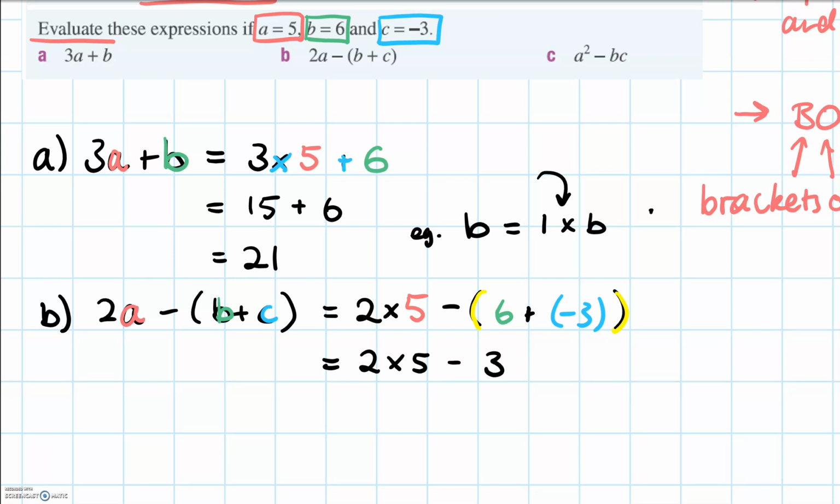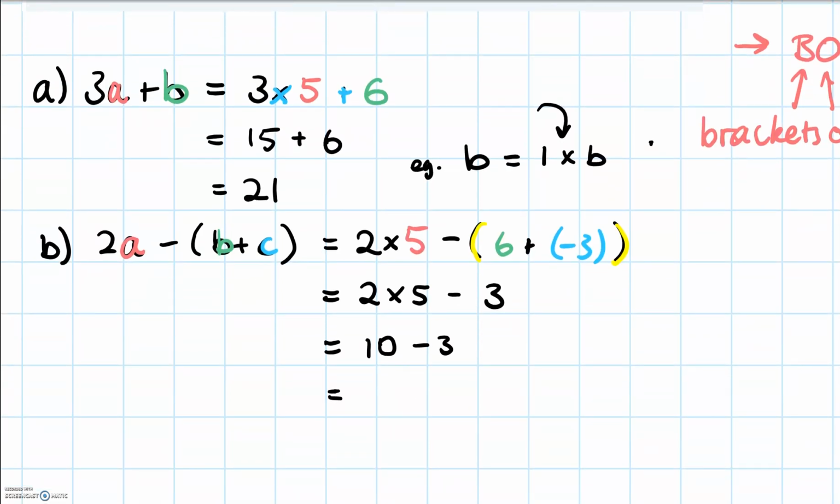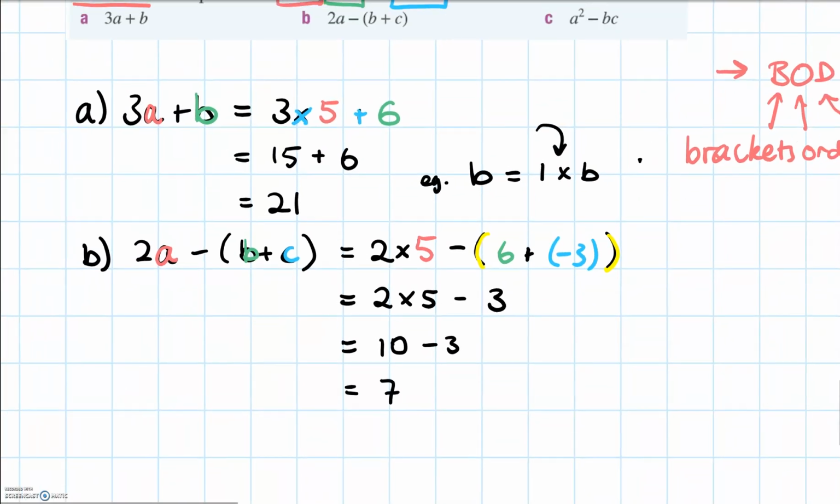Okay, I'm going to apply BODMAS again. Which one am I going to do first? Well, I'm going to do my multiplication first. So here, I'm going to have 10 minus 3. And to finish it off, I have this final answer of 7. Okay, so those are my first 2 examples.